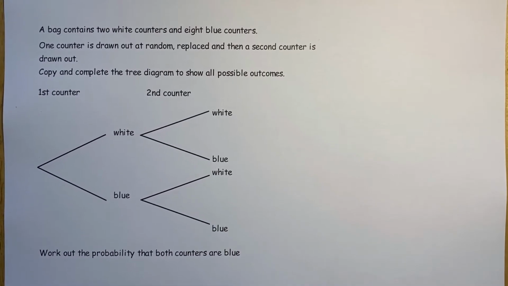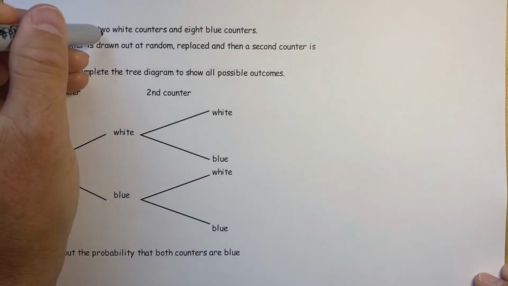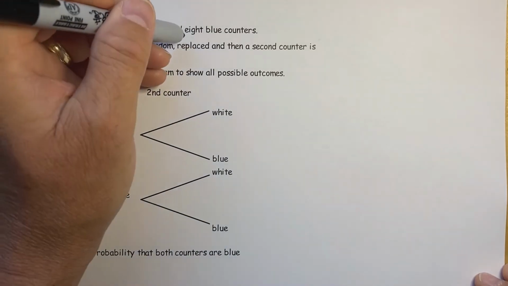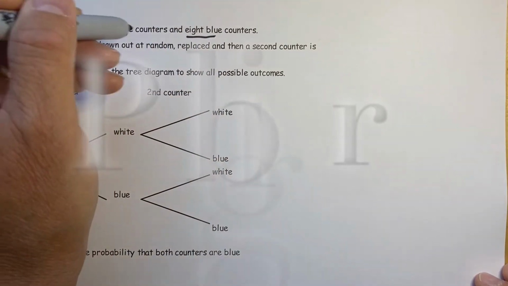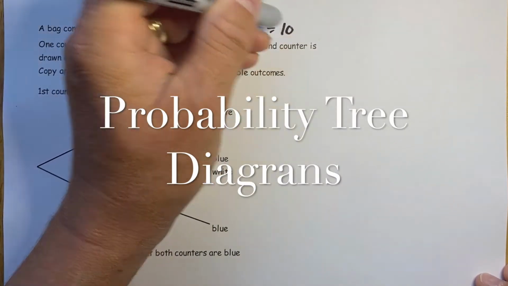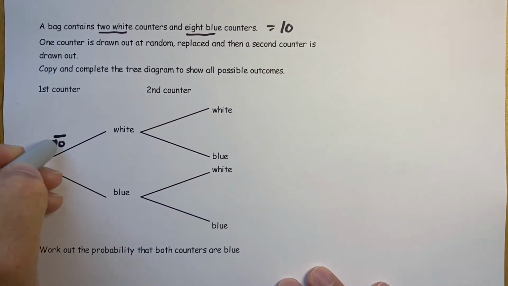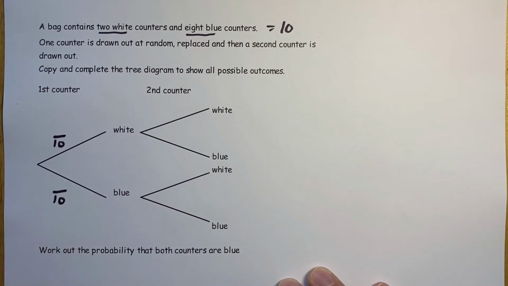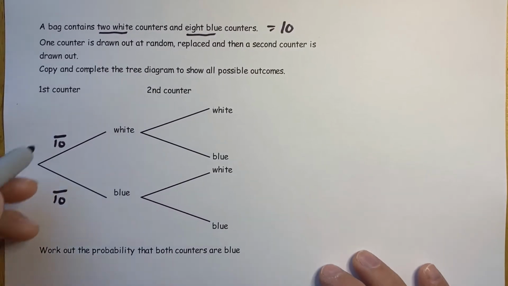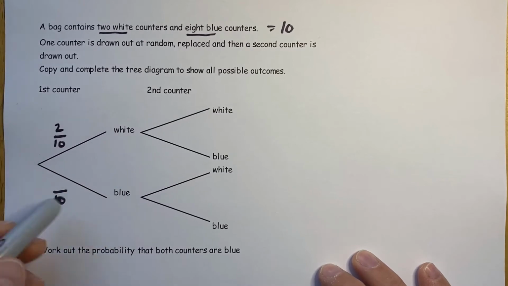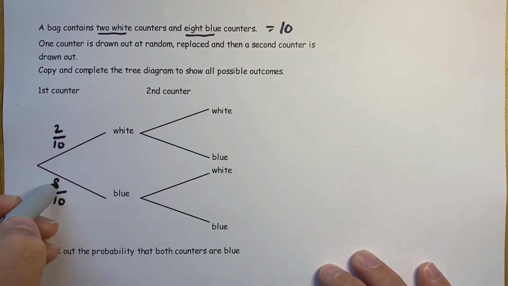So here's one of our challenging tree diagram questions. Reading the information, we can see that there are 2 white counters and there are 8 blue counters. So in total, there are 10 counters. So we know that the probability of getting a white and the probability of getting a blue will be out of 10. For a white, we know that it's 2 out of 10, and for a blue, we know that it's 8 out of 10.